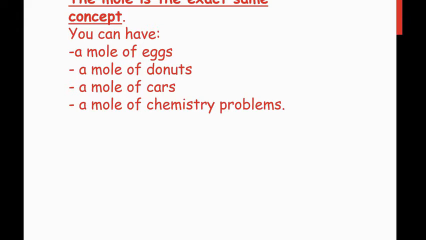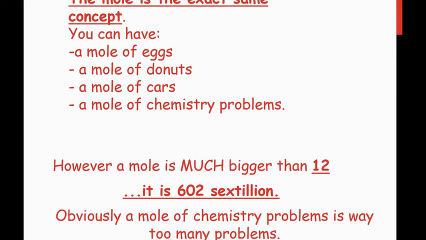It's a very, very large number of eggs, but a mole of eggs is 6.02 times 10 to the 23rd eggs. A mole of donuts is 6.02 times 10 to the 23rd donuts. A mole of cars is 6.02 times 10 to the 23rd cars. And a mole of chemistry problems is 6.02 times 10 to the 23 chemistry problems. That's so many chemistry problems, you wouldn't be able to do them in your entire lifetime. I wouldn't be able to do them in my entire lifetime. So a mole is much bigger than 12.